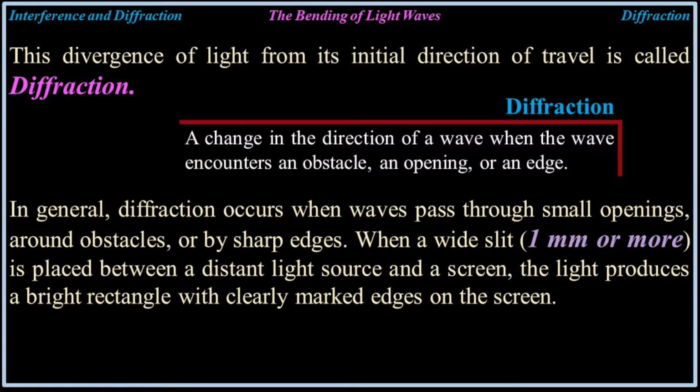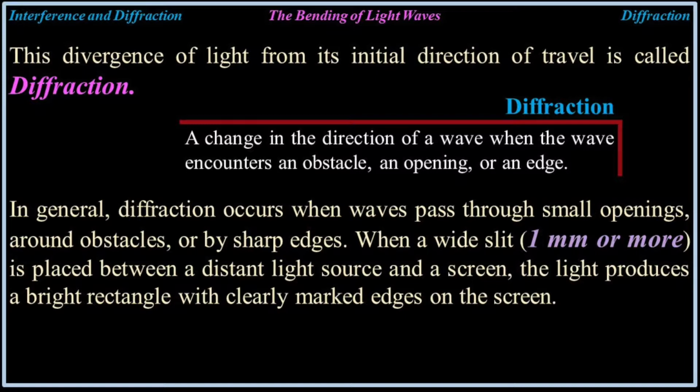This divergence of light from its initial direction of travel is called diffraction. Diffraction is a change in the direction of a wave when the wave encounters an obstacle, an opening, or an edge. In general, diffraction occurs when waves pass through small openings, around obstacles, or by sharp edges.